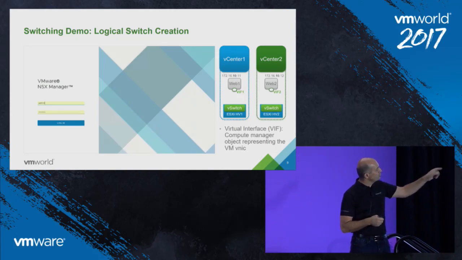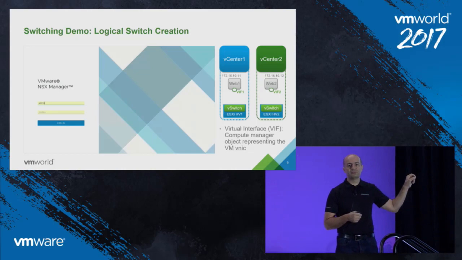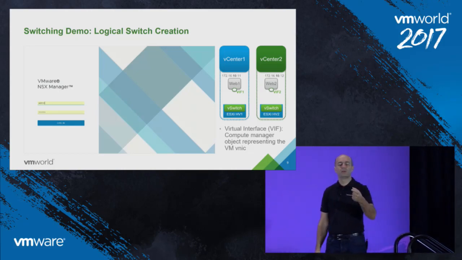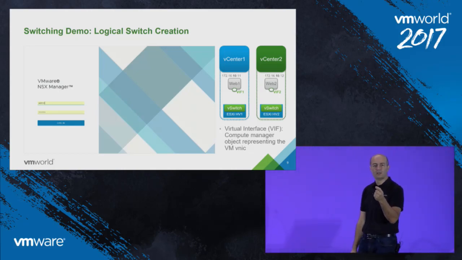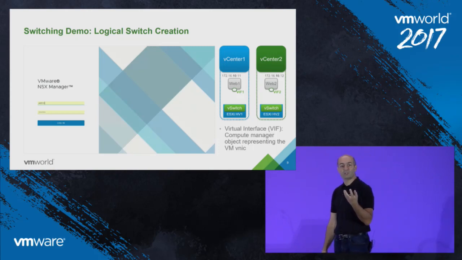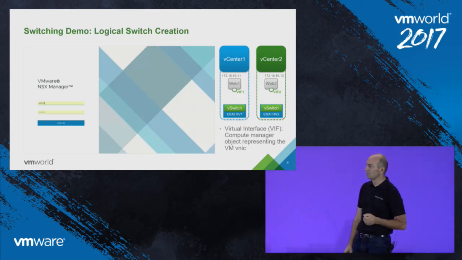And I have 1 virtual machine on each of those hypervisors, and I've represented what we call the VIF, the virtual interface, if you want the representation of the VNIC of the virtual machine. That's what matters to us. That's where the user traffic is going to come from.